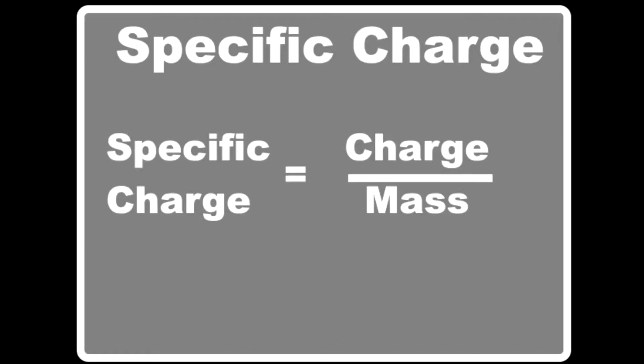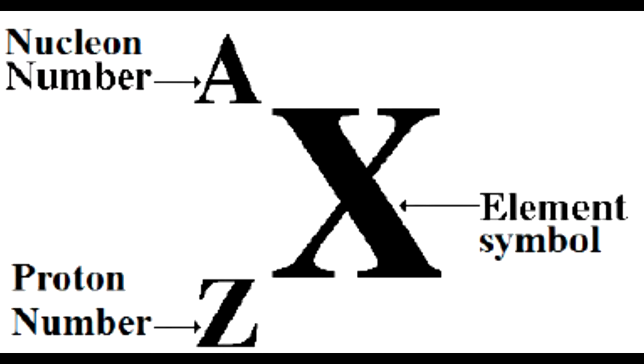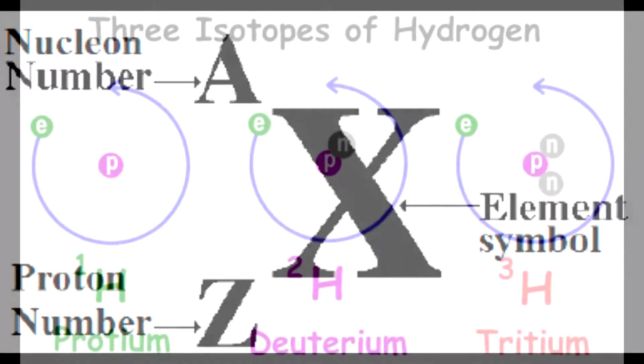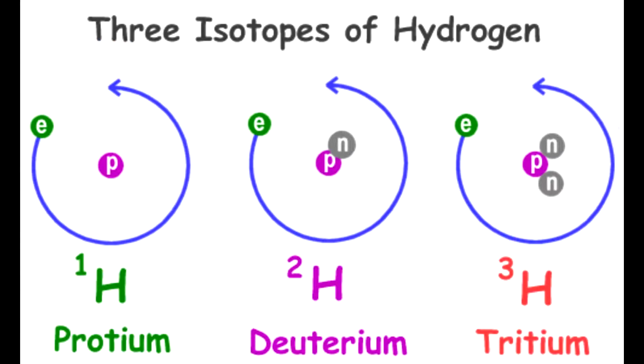Specific charge of a particle is charge over mass. The nucleon number is the total number of protons and neutrons in a particle, and the proton number is the total number of protons in the particle. An isotope is a particle which has the same number of protons but a different number of neutrons.